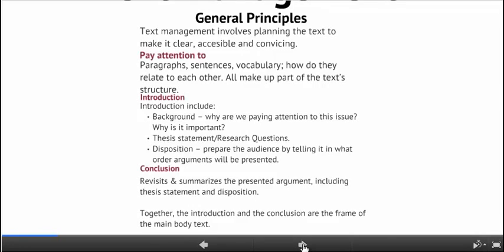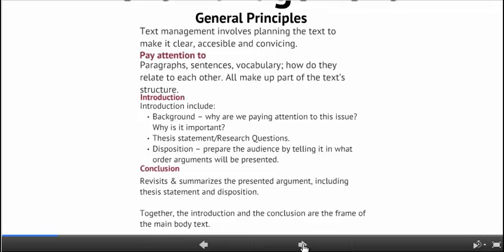First, in terms of just general principles, you want to plan your text to make it clear, accessible, and convincing. And these three principles might sound very straightforward, but they really aren't. Some things to keep in mind when you are planning your work. Pay attention to your paragraph structure, your sentences, your vocabulary, how they relate to each other. And all these make up part of the text structure.